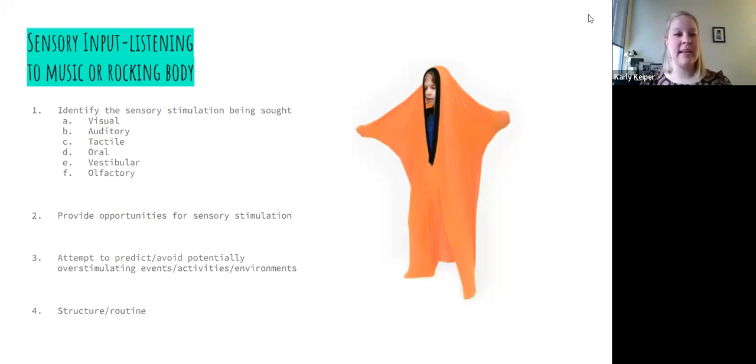sensory input piece. Swings are great for vestibular input. So a lot of children may flip themselves upside down or spin in circles. They're seeking vestibular input. So a swing can be a great way to meet that need.